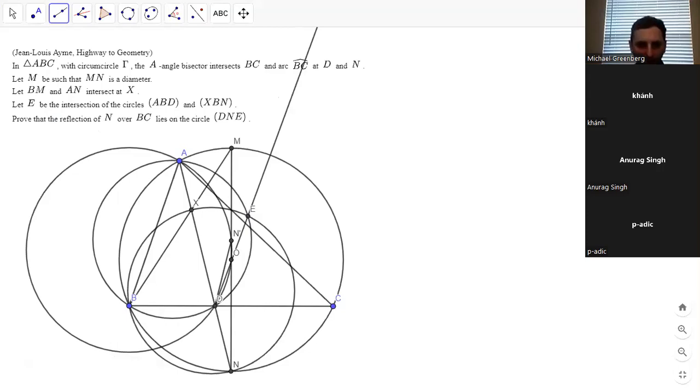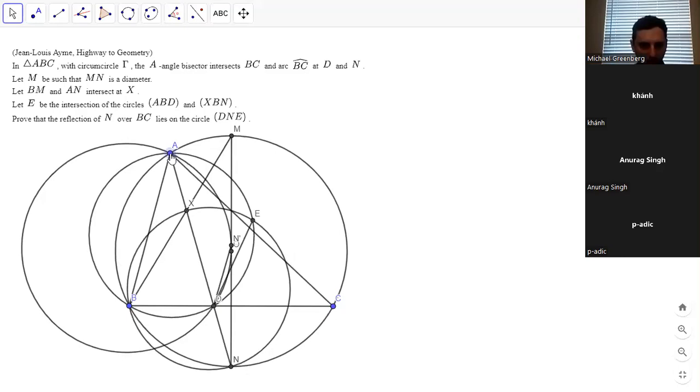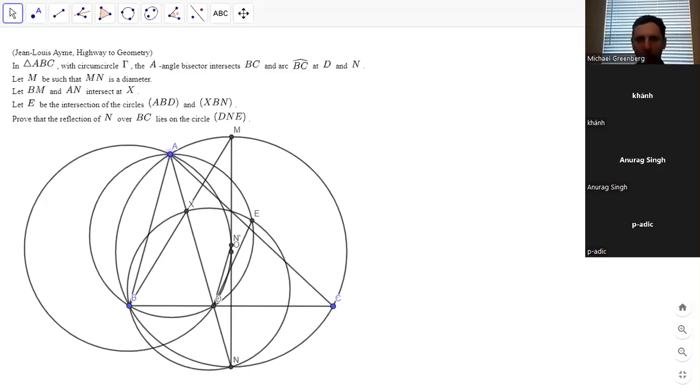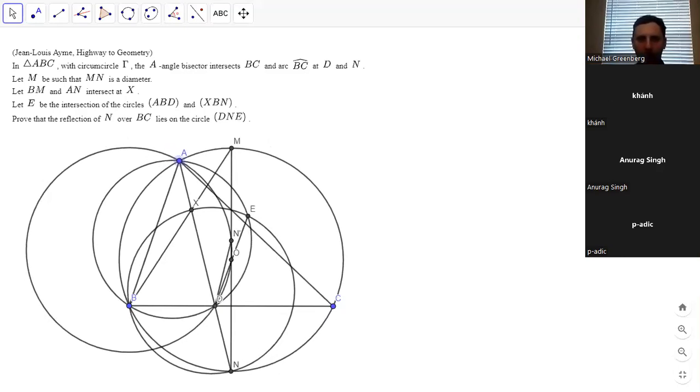Oh wait, are D, O, and E collinear? That would be interesting. Let's see, I wonder if that's just a coincidence. Let's check. It looks like it. Oh, it's not true. Okay, so I'm going to go delete that.